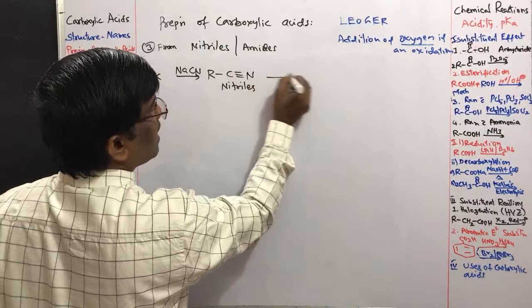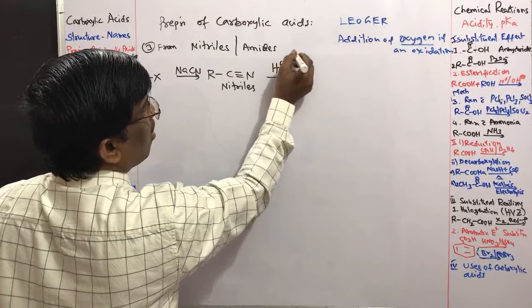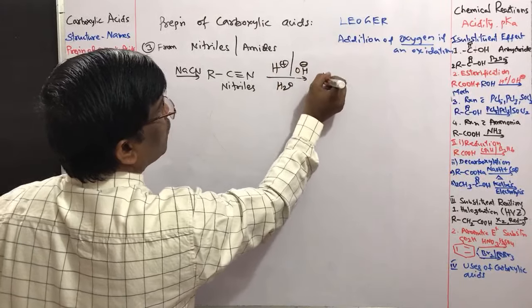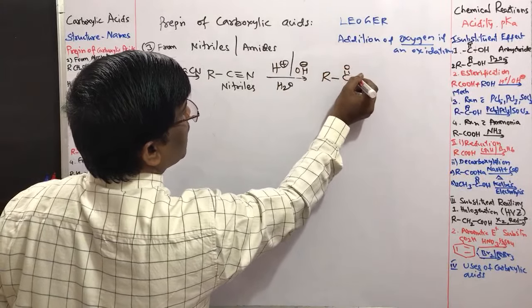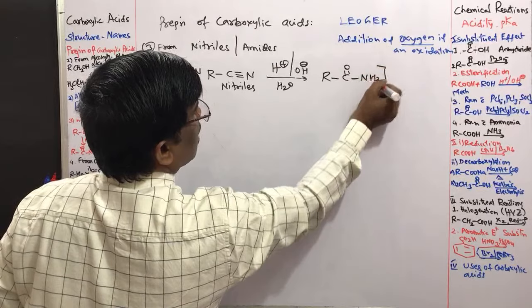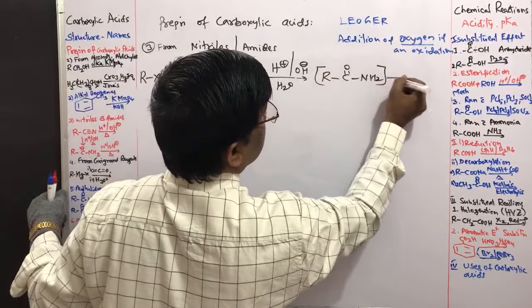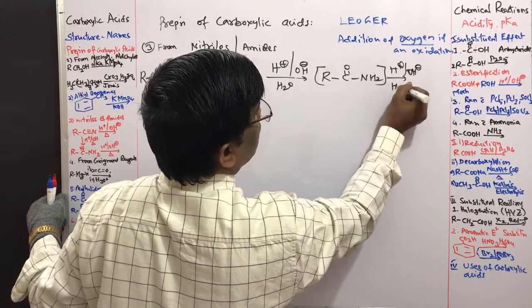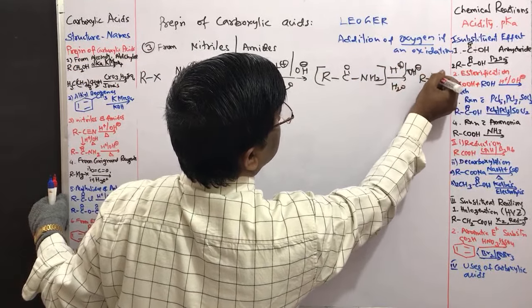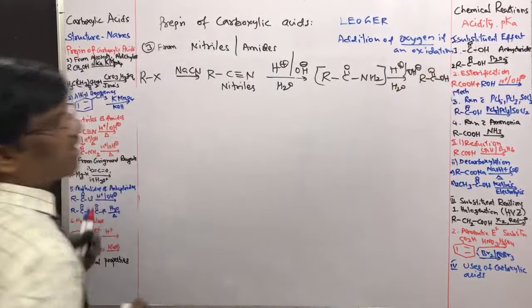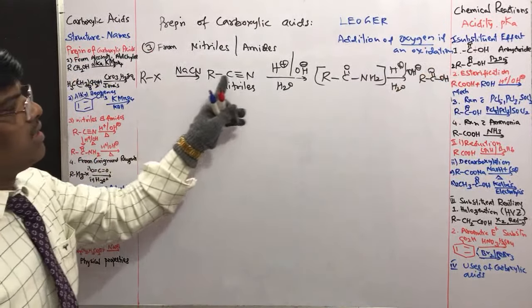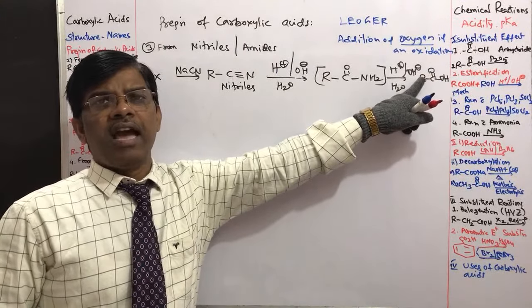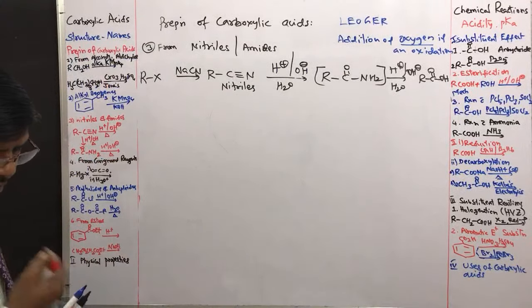These alkyl nitriles, in the presence of acid or base hydrolysis, form amides as intermediates. These amides, on further reaction with acid or base in the same reaction mixture with water, give acids. So the triple bond is oxidized to amide, and amide gives the acid. This is how you can prepare it.